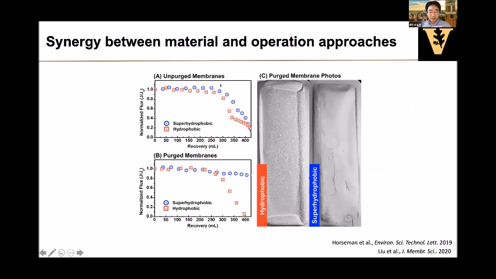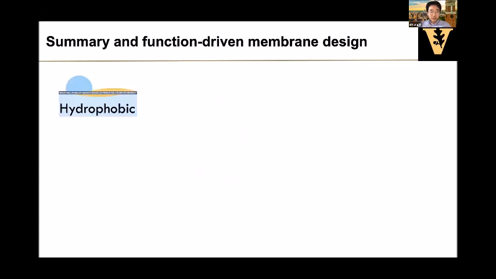So these are the experimental data, right? Here we're comparing the unpurged membranes, super hydrophobic and hydrophobic, and the purged membranes, super hydrophobic and hydrophobic. As you can see, only when you have a super hydrophobic membrane and you purge the membrane periodically, like once every hour for 1 minute, can you maintain almost perfect water flux, even when you recover to a great extent. So this highlights the importance of the synergy between material innovation and operational innovation.